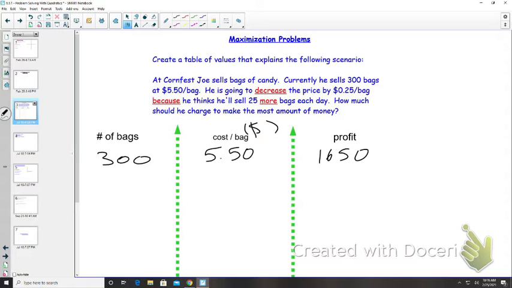That's a lot. He didn't profit that much money, he also has to buy the candy. True, that's a really good point. Well said. But we're not going to worry about that in this problem.